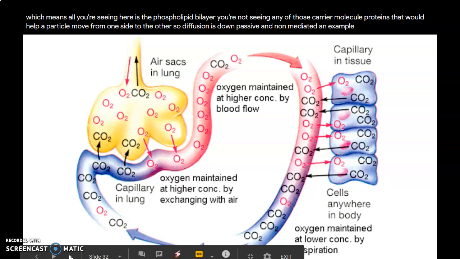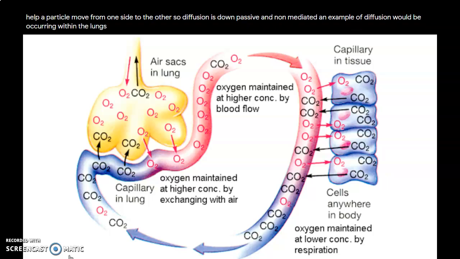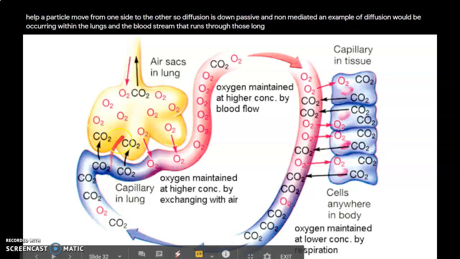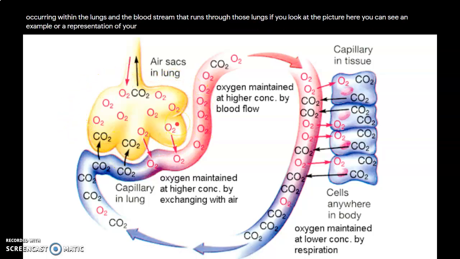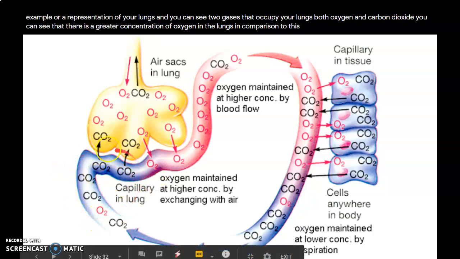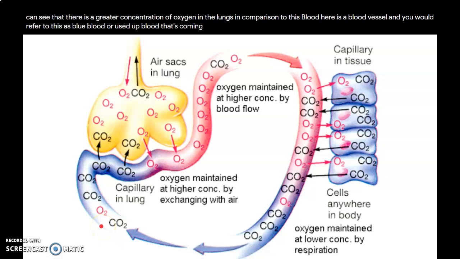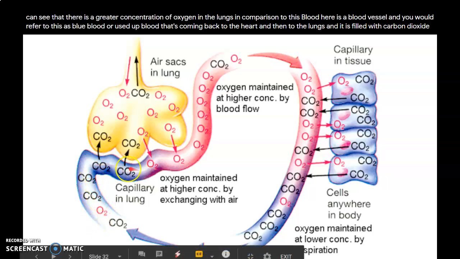An example of diffusion would be occurring within the lungs and the bloodstream that runs through those lungs. If you look at the picture here, you can see a representation of your lungs. And you can see two gases that occupy your lungs, both oxygen and carbon dioxide. You can see that there is a greater concentration of oxygen in the lungs in comparison to the blood. Here is a blood vessel, and you would refer to this as blue blood, or used up blood that's coming back to the heart and then to the lungs, and it is filled with carbon dioxide.